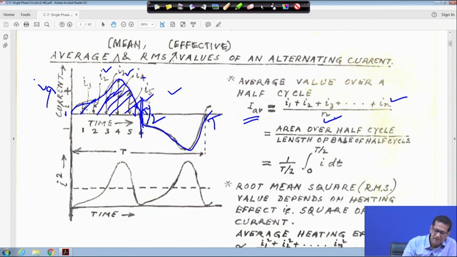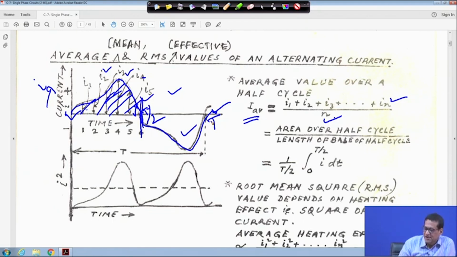We will take it only over the half cycle, because this is the positive side and this is the negative side, so it is symmetrical. If you take the average value for the full complete cycle from here to here, it will be 0, because the positive area and the negative area cancel. We will not do that. For a symmetrical waveform, we will just go up to the half cycle, up to t by 2.